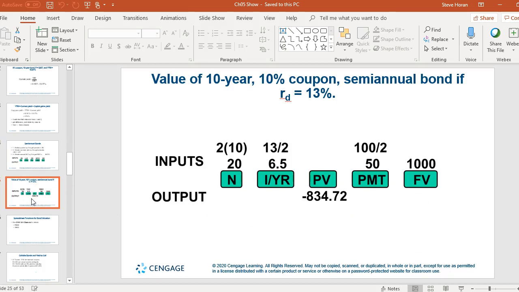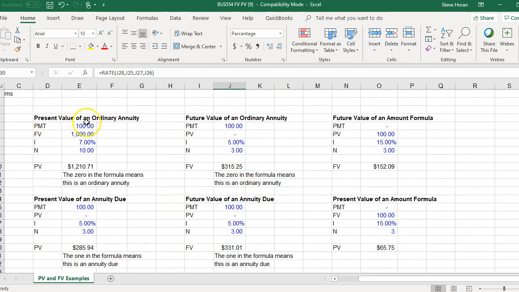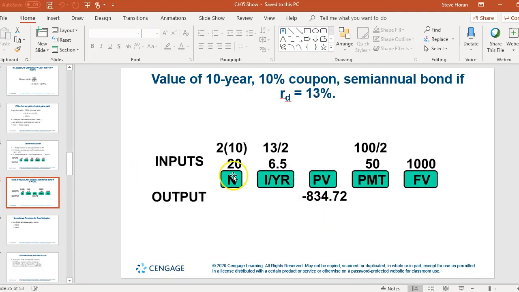Okay, so here's an example of that. What's the value of a 10-year, 10% coupon semi-annual bond if R sub D is 13? So, a 10-year, 10% coupon semi-annual bond if R sub D is 13. Let's go back to present value of ordinary annuity. That's what I always use when it comes to doing the value of a bond. And let's just start to fill in the numbers.